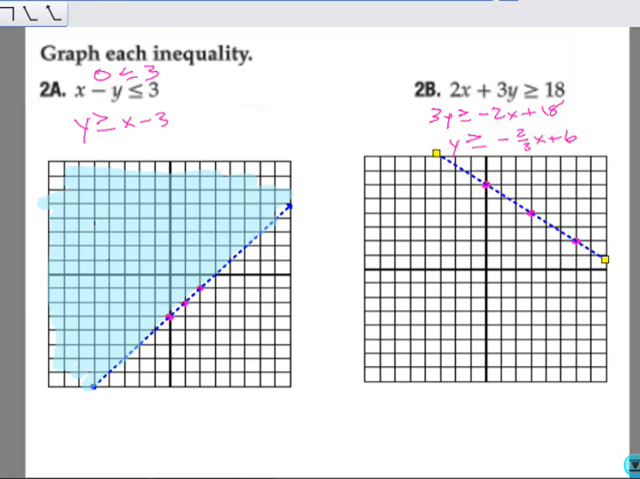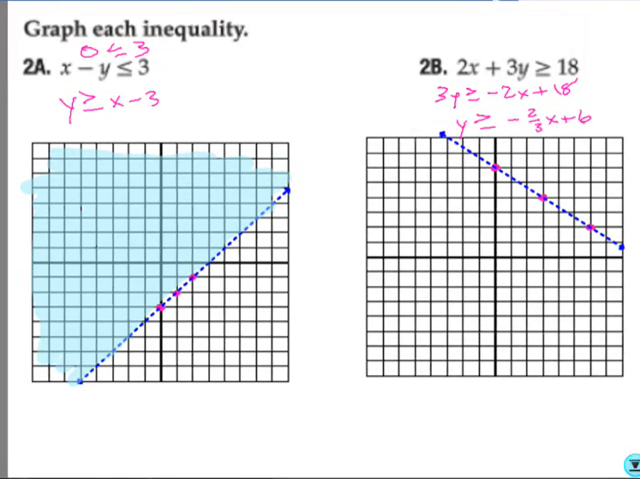And then I've got to pick my test point. I get 0, 0, which is 2 times 0 is 0, plus 0. So this 0 is greater than or equal to 18, which is false. My test point was down there, and it was false. So that's on the side that is not true. So I would shade everything up here. And that's it. Okay, that's it.